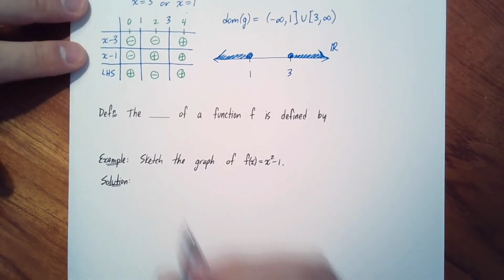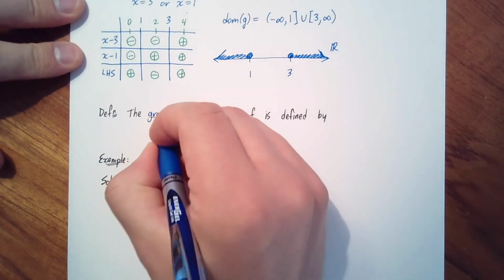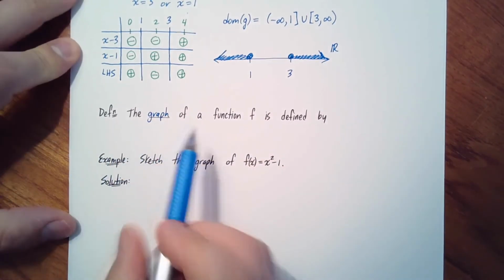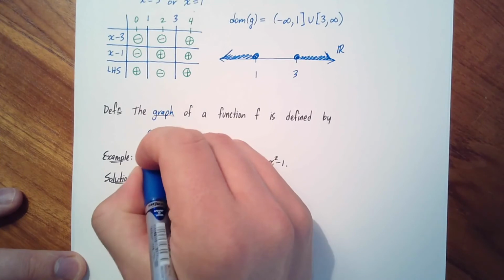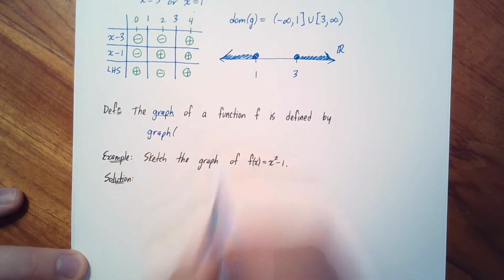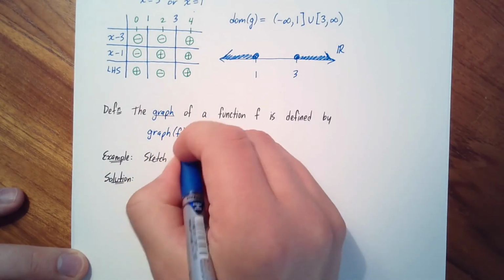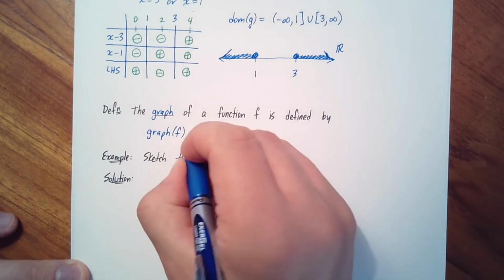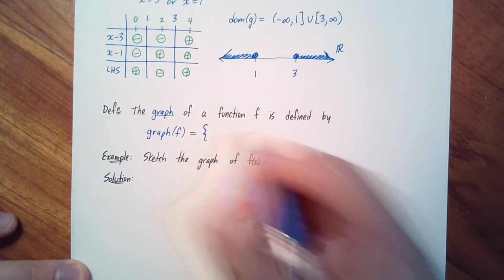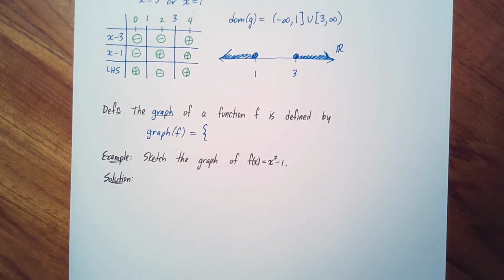So I wanted to talk about the graph of a function. So this is a new definition. So the graph of a function f is defined by the following. The notation we use is we just write the word graph, and then we put in brackets the function f. So this is the graph of the function f, and this is defined as follows. And we're going to use set builder notation to write down the definition.